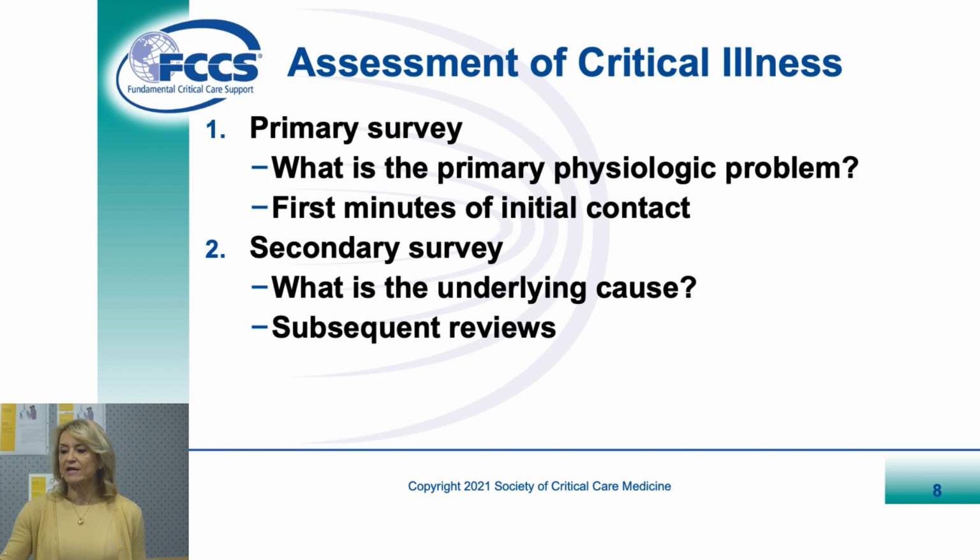So how sick is this patient? That question needs to be answered quickly. The temporal approach to this is first broken down into primary and secondary survey. The primary survey seeks to identify immediate life-threatening problems, such as an airway obstruction, during the first few minutes of contact. We identify the primary physiologic insult before we even embark on going down the road of coming to a diagnosis. The secondary survey helps you to understand the underlying cause and directs subsequent evaluation and review.